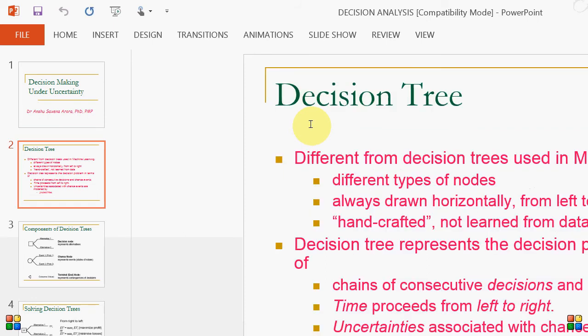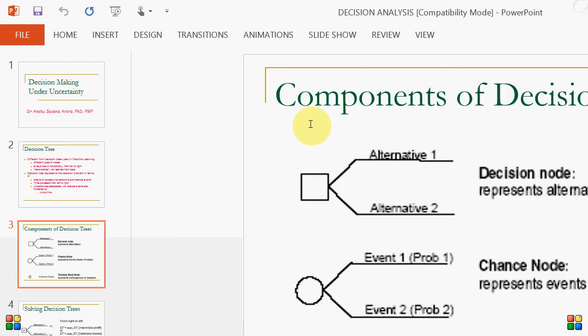Going on to the next slide, this talks about decision trees, and any decision tree here is very different from the trees that I use in machine learning. The ones we will be using are used for making decisions, generally associated with chance events that are modeled by probabilities. And so the components of the decision tree, we have three important things to consider.